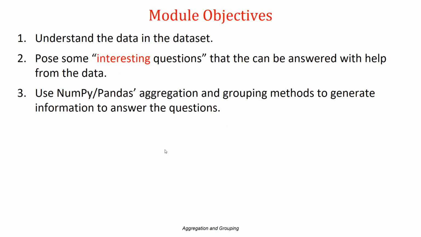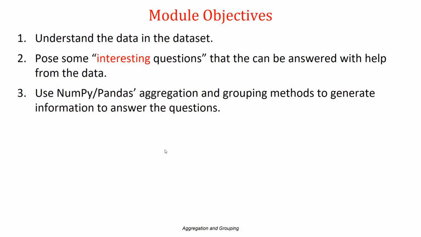Our objectives for this module are threefold. First of all, I want to understand the data in the data set. We're going to work with a particular set of data, and rather than just having random numbers and random records, we're going to have a very specific data set that has meaning. Understanding the data set is basically looking at the data and understanding what information it gives you.